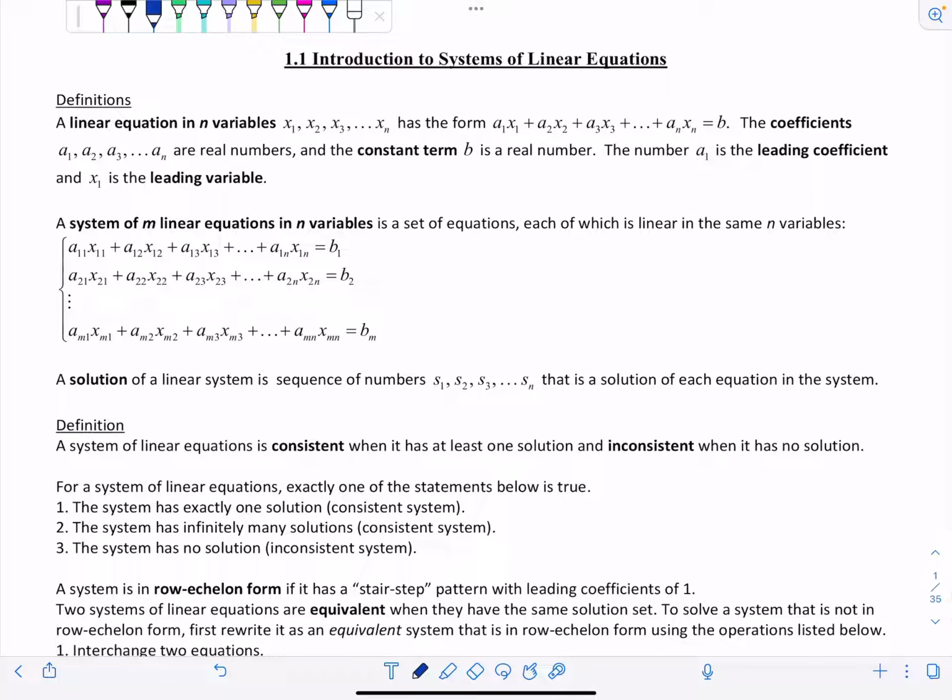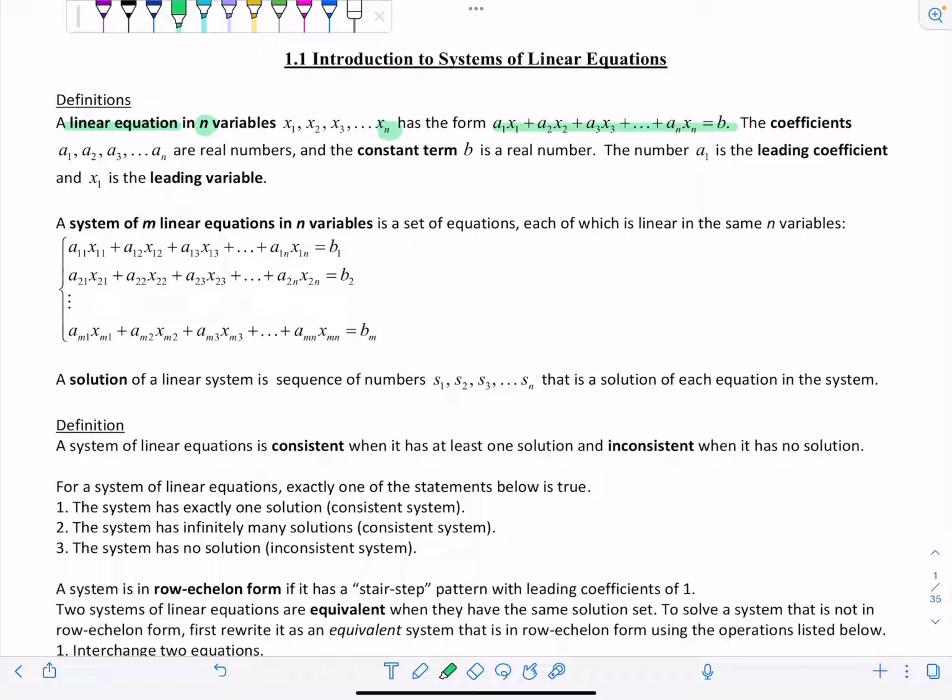All right, so definition. A linear equation in n variables. Notice we're keeping the number of variables arbitrary, so we denote them with subscripts. We're not going to do x, y, z so much. We do x1, x2, x3, up to xn. It has the form a1x1 plus a2x2 plus a3x3 all the way up to anxn is equal to b.